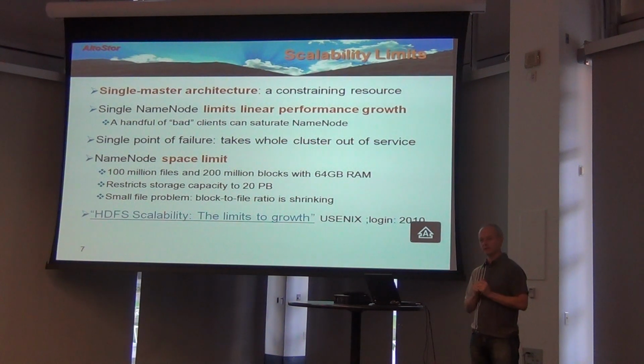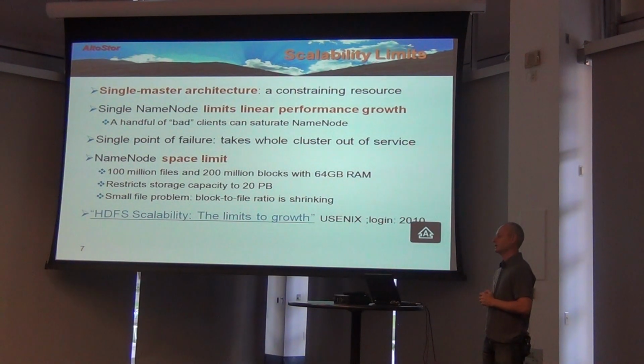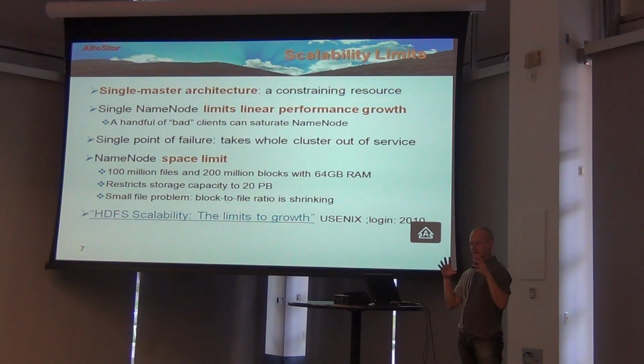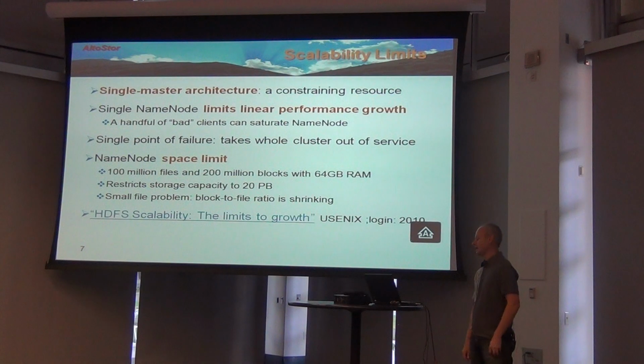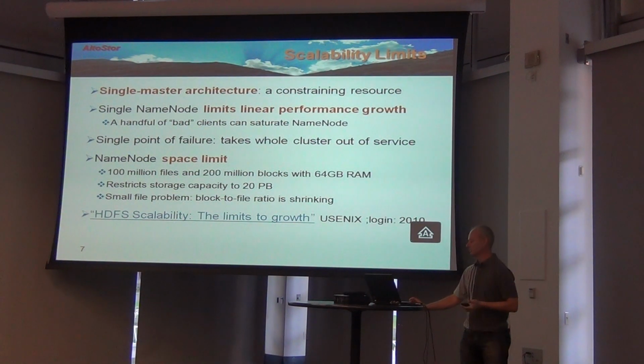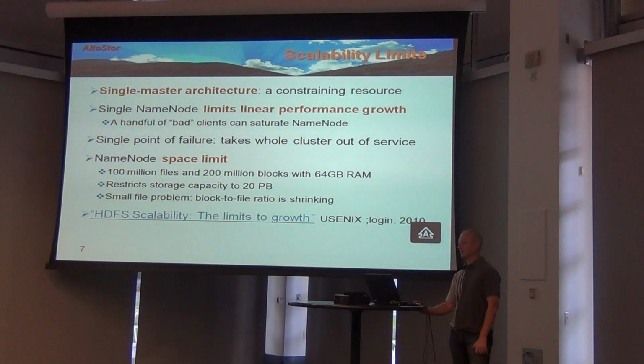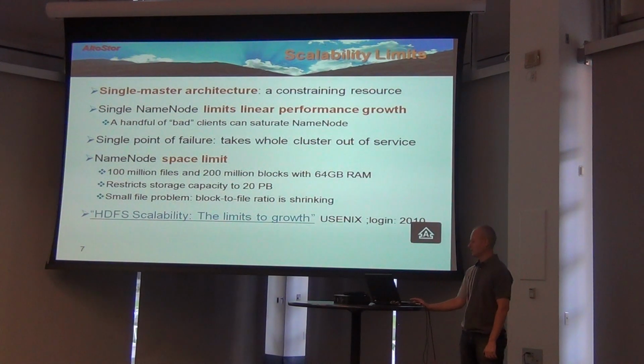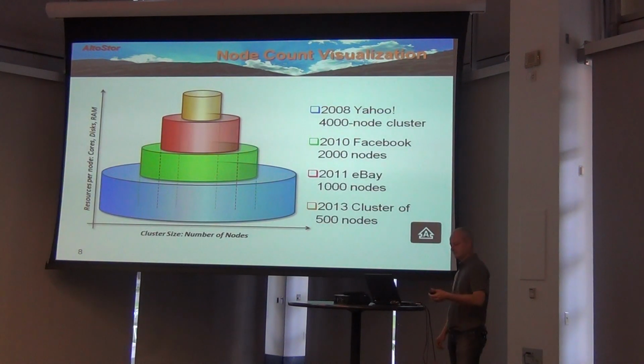By design, every object on the name node is stored in RAM. Since it occupies a specific number of bytes, there is a limit to the number of objects on the name node, which limits the number of blocks that the file system can handle, and that in turn limits the capacity of the whole cluster. More details can be found in my ;login: article published a couple of years ago.